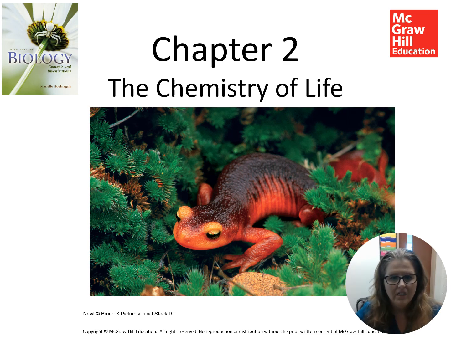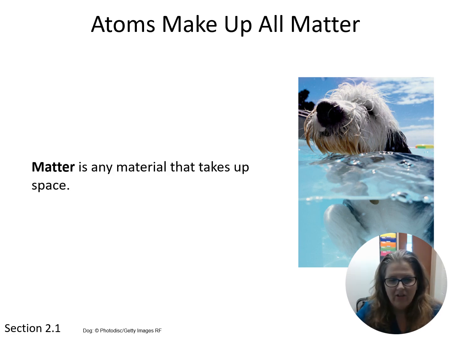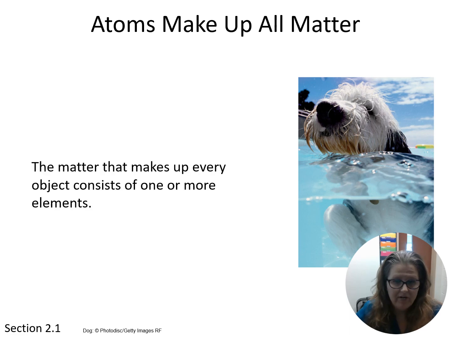All right, so this is Chapter 2, The Chemistry of Life. So the dog, water, air, all forms of matter, everything is made up of chemicals. Everything is made up of atoms. So matter is any material that takes up space. Generally, you're going to have one or more elements in anything.